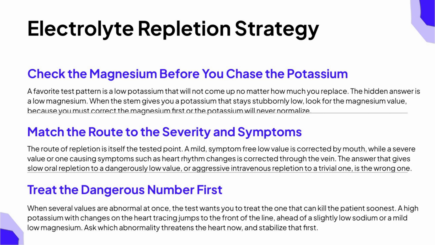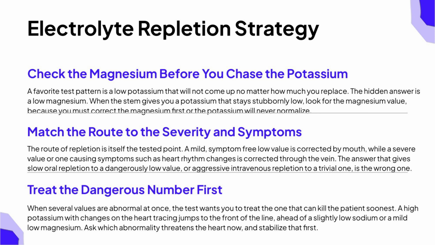Strategy 3 is how the test makes you replete electrolytes, and there are 3 patterns that show up again and again. First, check the magnesium before you chase the potassium. The classic trap is a low potassium that simply will not come up no matter how much you give. The hidden answer is a low magnesium, because the body cannot hold on to potassium until the magnesium is fixed. So when the potassium stays stubbornly low, hunt for the magnesium value in the stem and correct it first.